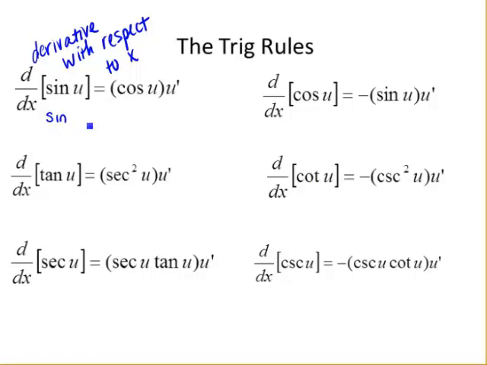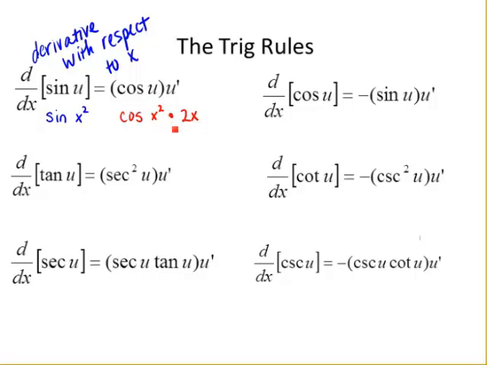If I ask you to find the derivative of sine of x squared, this isn't just an x anymore. So we don't know the derivative of sine x is cosine x because it's not just an x. What we want to say is that the derivative is cosine of whatever the u was. In this case, it's the x squared times the derivative of that u. The derivative of x squared is the 2x.